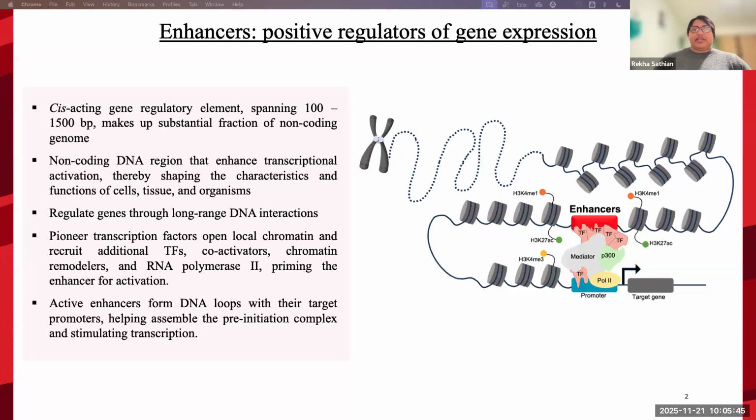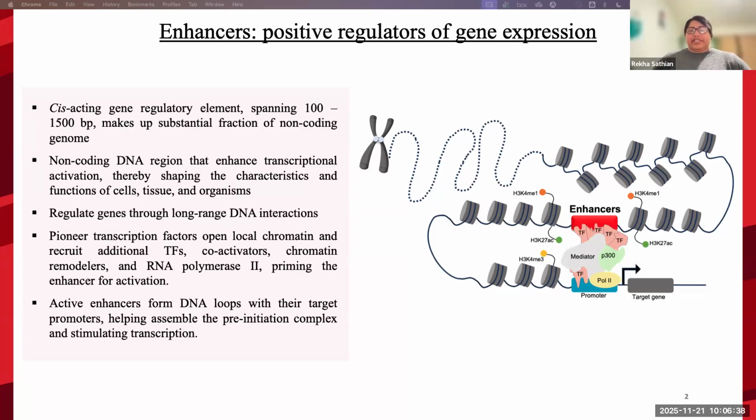So when we look at the human genome, only about 2% actually codes for protein. The remaining 98% is non-coding, but that doesn't mean it is not important. In fact, much of this non-coding DNA contains key regulatory elements that control when and where genes are expressed. Enhancers are one major class of these regulatory elements, and they are relatively short, usually around 100 to 1,500 base pairs, but they make up a substantial fraction of the non-coding genome. Even though they don't code for protein, they play a powerful role in controlling transcription. Enhancers work by boosting the activity of their target genes, even through long-range interactions.